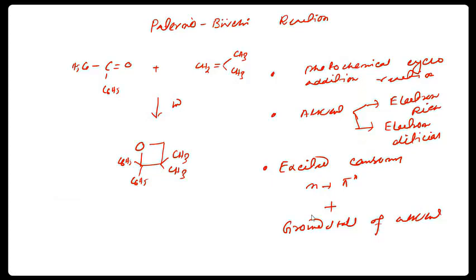So we should keep 3 points in mind. Number one, it's a photochemical cycloaddition. It may happen with electron-rich alkene or electron-deficient alkenes. The vital point is the excited carbonyl. That excitation happens from non-bonding to pi star transitions. That excited carbonyl combines with the ground state of the alkene and makes the product. We'll look at details of this mechanism.